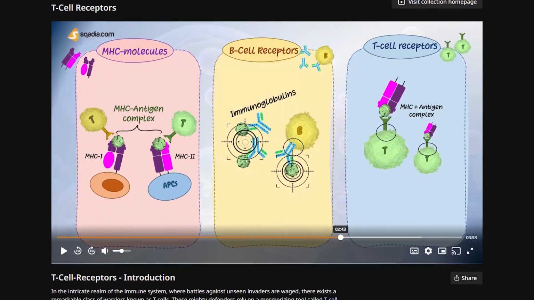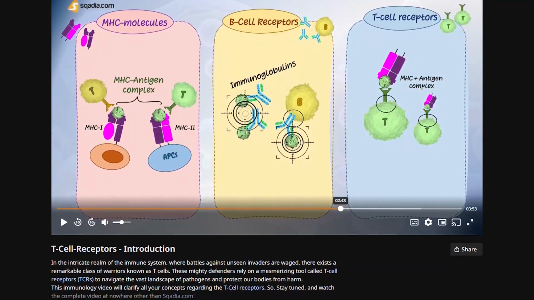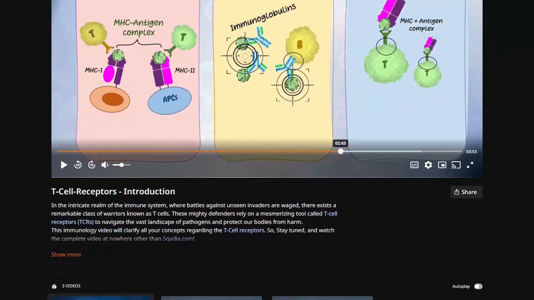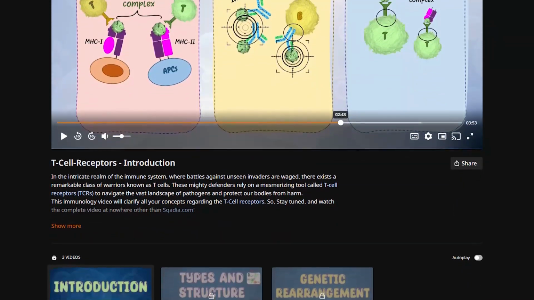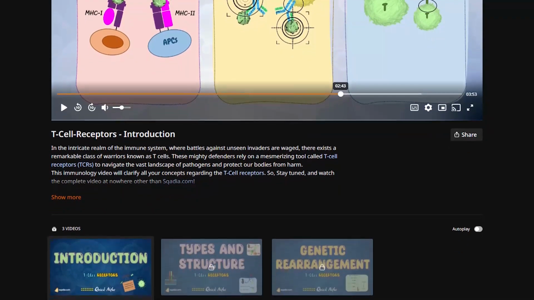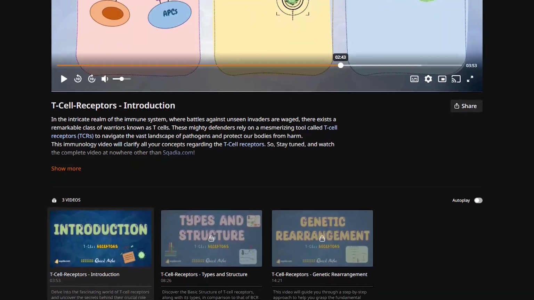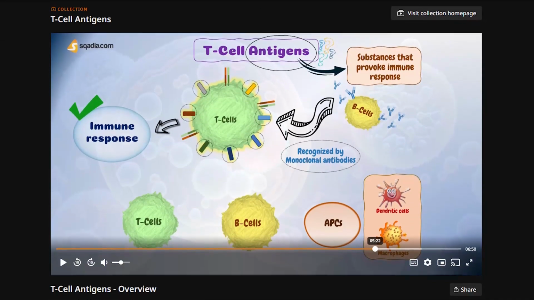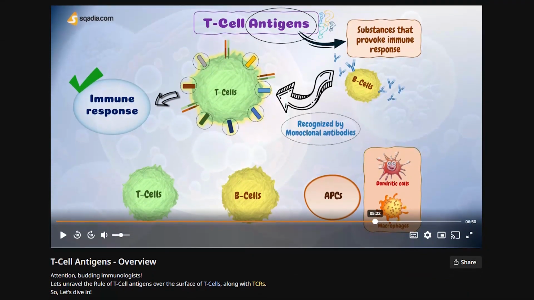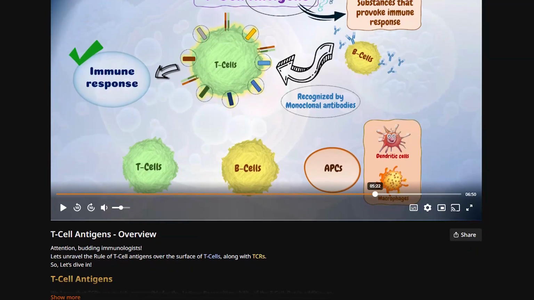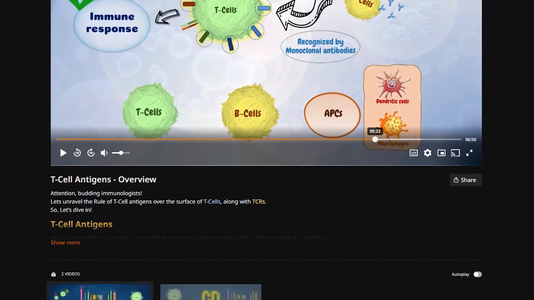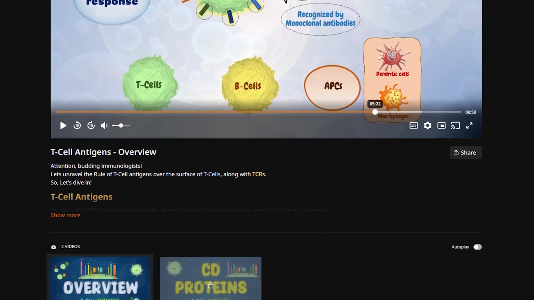Other than that, we have discussed other additional molecules that grace the surface of T lymphocytes and give them intelligence to perform their role efficiently, under the title T cell antigens. So, there is a large video collection for you at one and only sqadia.com. You can watch those videos to get some basic knowledge before starting this video.